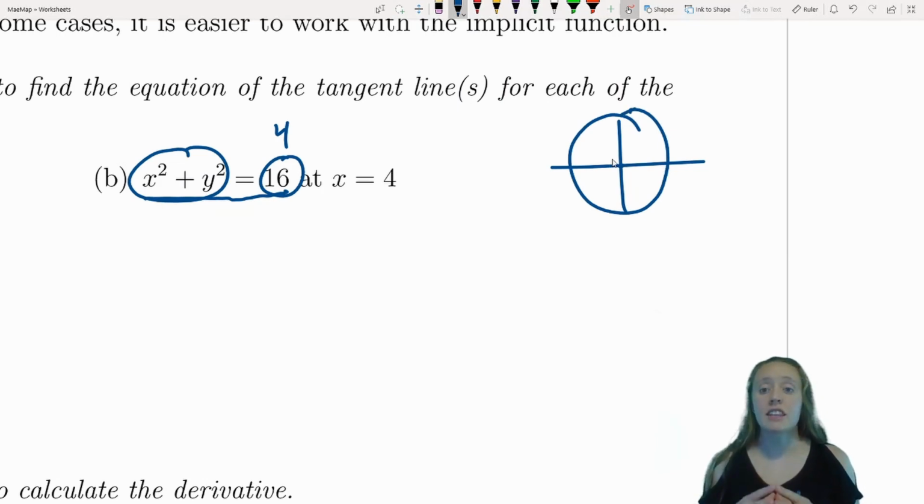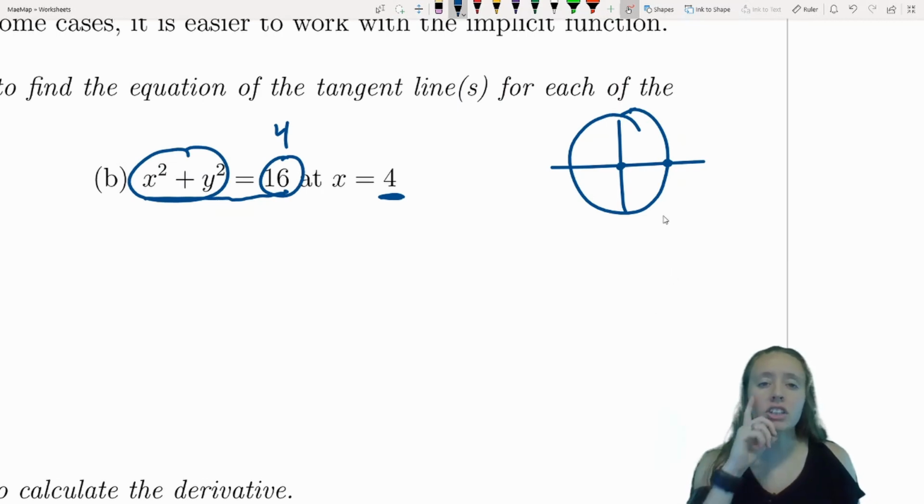It's just kind of neat to think about all of this. So if we're centered at (0, 0) and our x value is 4, well, we only have one tangent line to try to figure out. But let's just think logically about it. What do you think that tangent line is going to be? That slope is going to be undefined, so we're going to have some vertical tangent line.